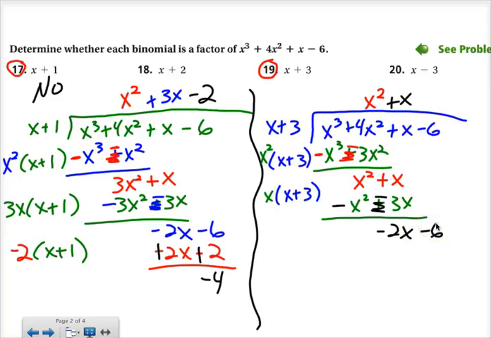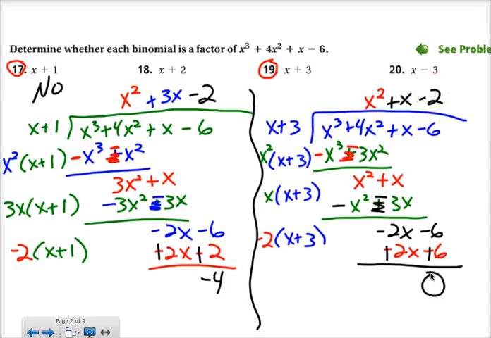down the last term. Back to my x plus 3. I need it to be a negative 2x, so I'm going to multiply by a negative 2, and I get negative 2x minus 6. Change the signs and add, and it did its job, so we'll put our little negative 2 up there, and even better, no remainder. So, yes, in number 19, that is a factor. Worked out perfect, no remainder, things were good.